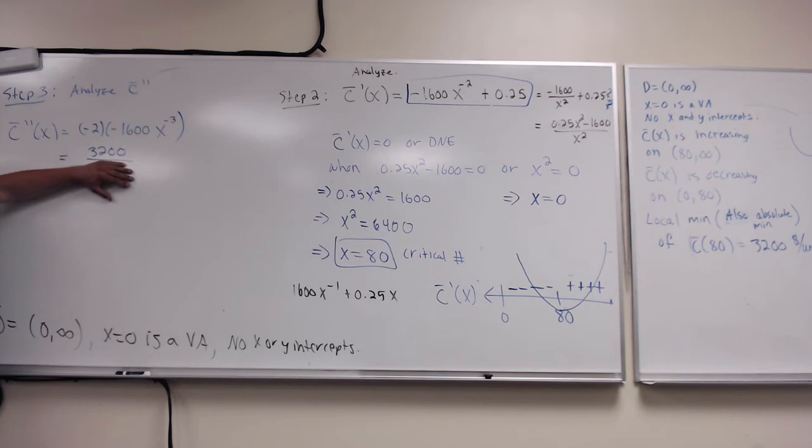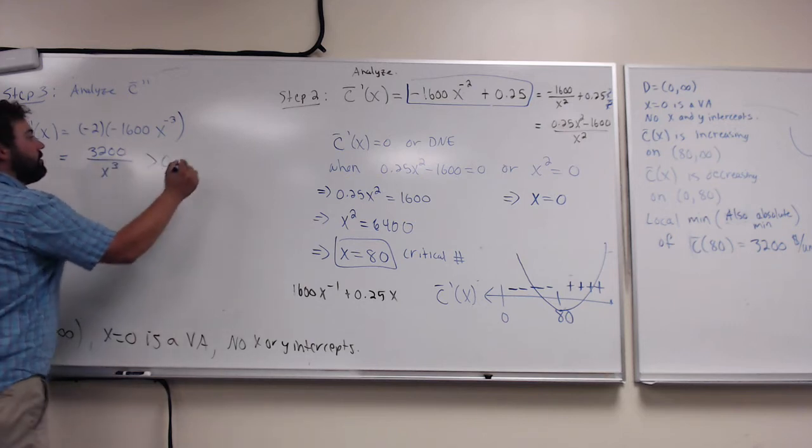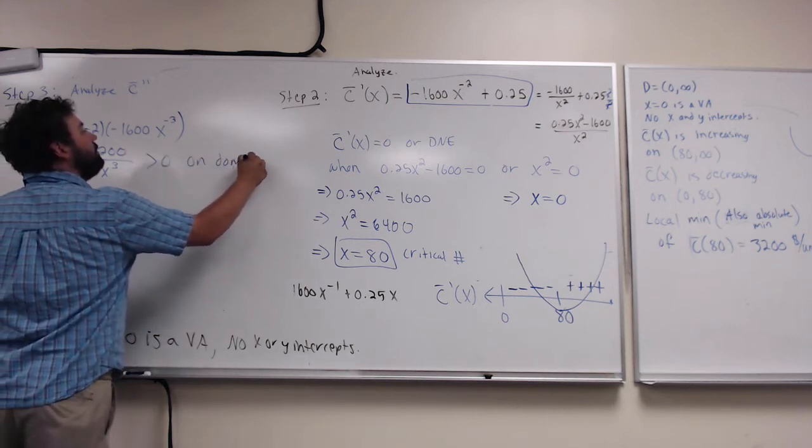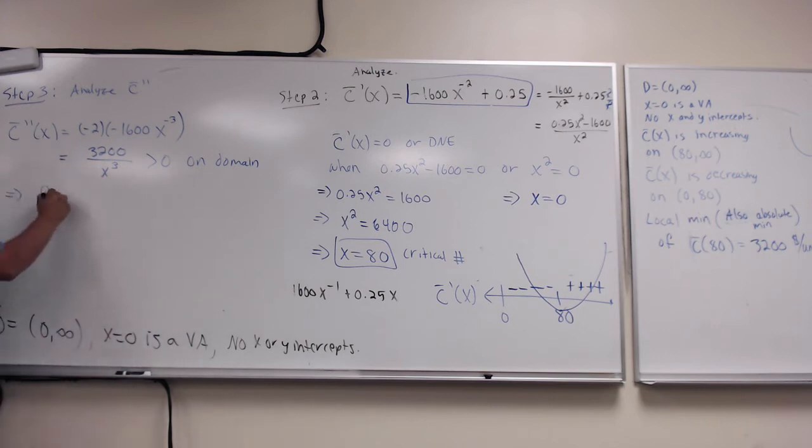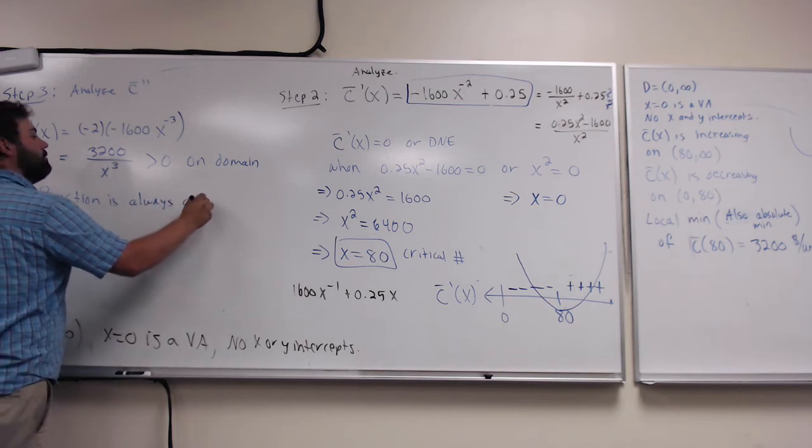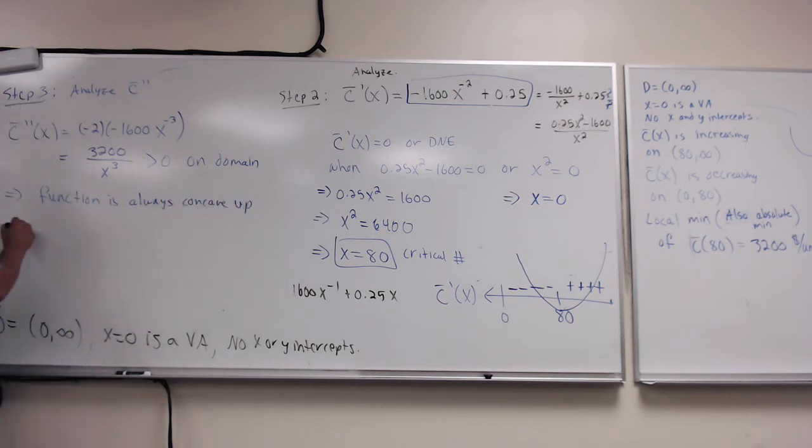Now, numerator is always positive, right? It's 3200. If we're on the interval 0 to infinity, is x cubed then also always positive? Right? We're only plugging in positive x values. So this is greater than 0 on the domain. That implies this function is always concave up. Okay, and if you're always concave up, can there possibly be any inflection points? Right, it's not going to change concavity, so there are no inflection points.